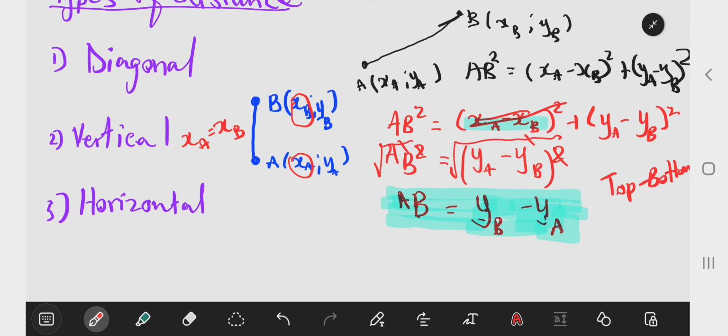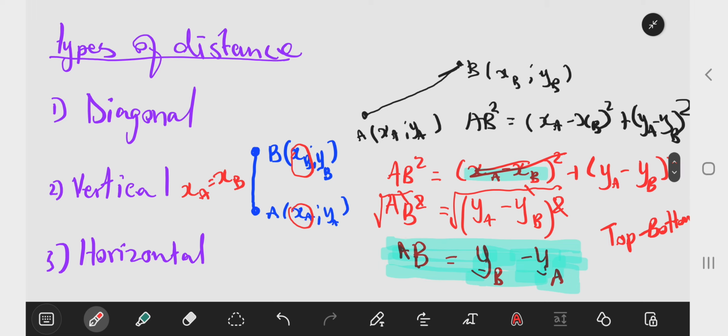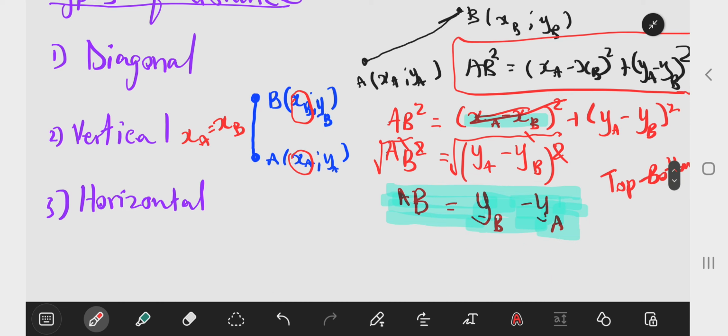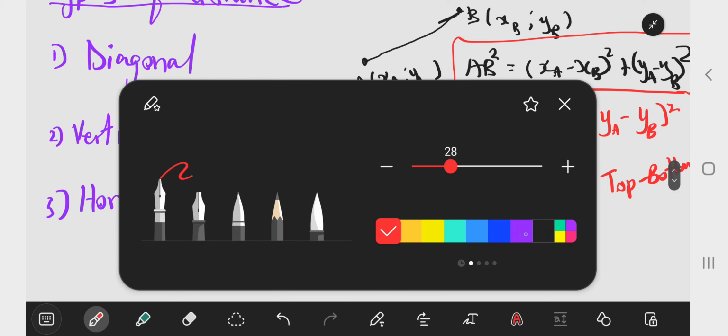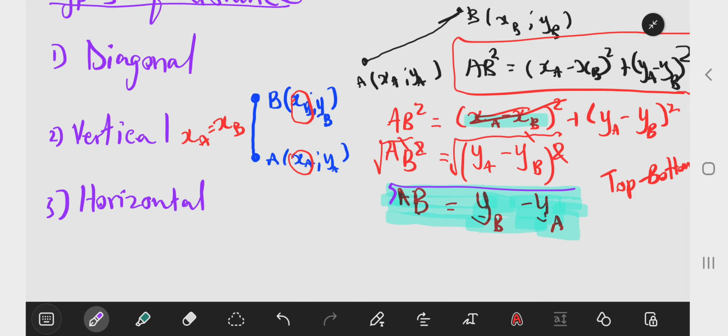So as concluded here, if we calculate a diagonal distance, we use the whole distance formula, right? But if we calculate the vertical distance, we minus only the y's. And make sure that you take the y at the top then minus the y at the bottom in these coordinates. So it will be y of B minus y of A because the x's are the same.